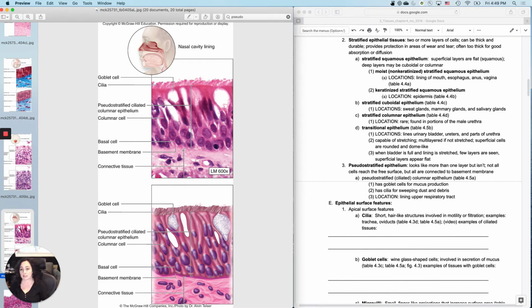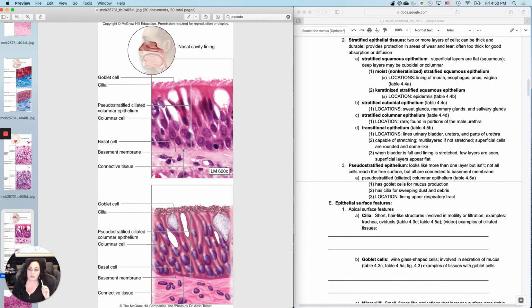So the pseudostratified epithelium looks layered, but it's not. This one can confuse people, but there are only two ciliated tissues that you're learning. So really what you're going to have to do is to tell it from the other ciliated tissue, which was ciliated simple columnar epithelium. And I'll show you guys how to do that.